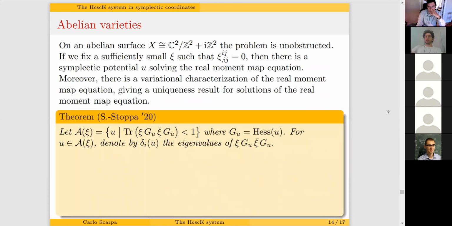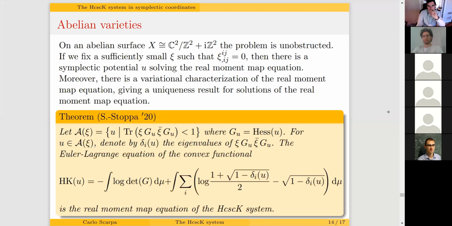Now, maybe a more interesting aspect of the problem is that there is a variational characterization of the real moment map equation that also gives us some uniqueness result. Well, I don't really want to go into the details because they are a bit complicated. I just want to show you the shape of the functional that gives the second moment map equation.